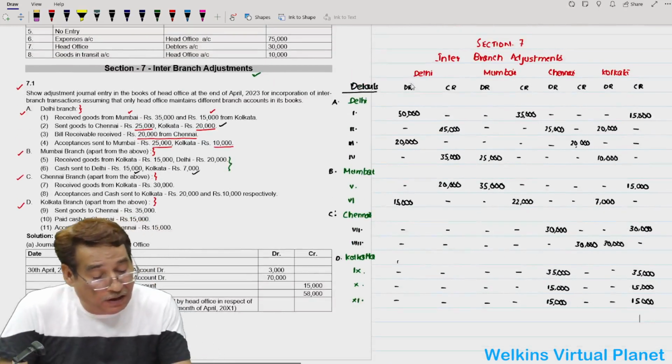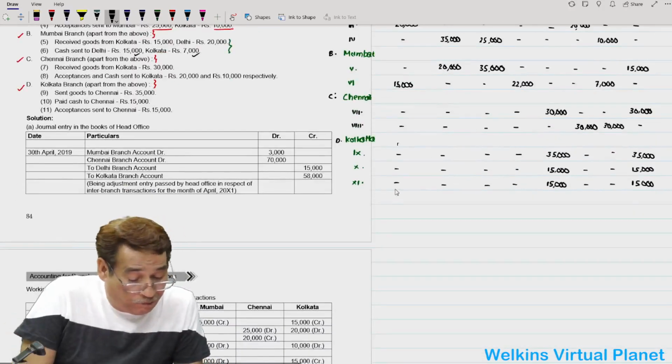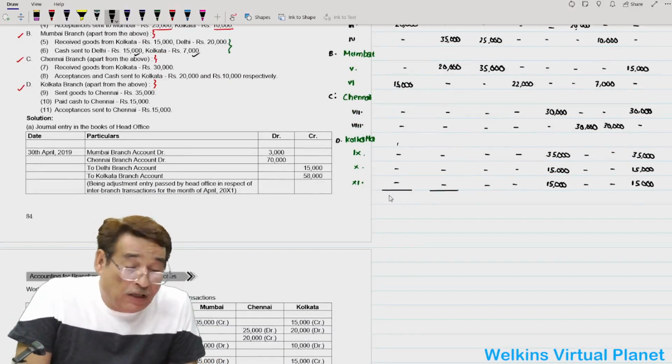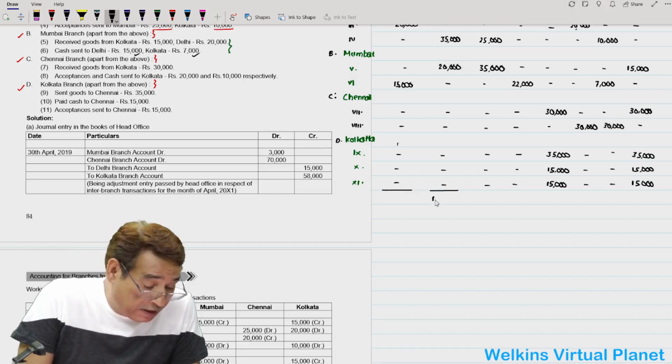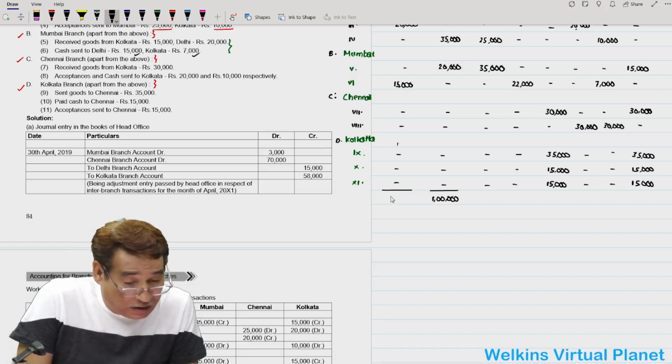First, I will take the Delhi branch, correct? First two columns are related to Delhi branch. Now I will total them up. If I will total them up, I will total up both the sides. Credit side total is 1 lakh. Debit side total is 85,000.